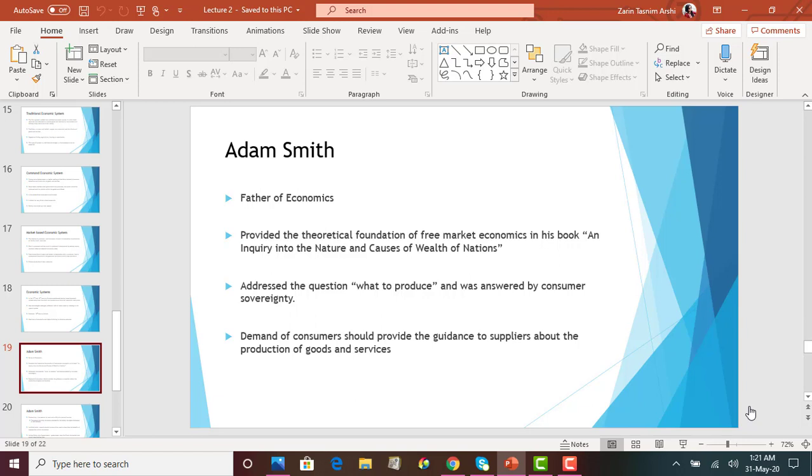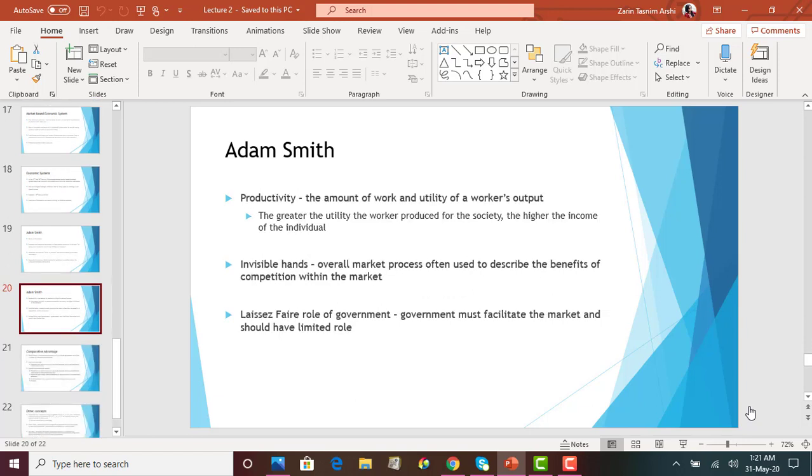Okay, he also came up with 3 different concepts. One is productivity. Basically, productivity refers to the amount of work and utility of a worker's output. Productivity means how efficient labor is in order to produce a good. So the greater the productivity, the higher the income for that individual. That's what Adam Smith said.